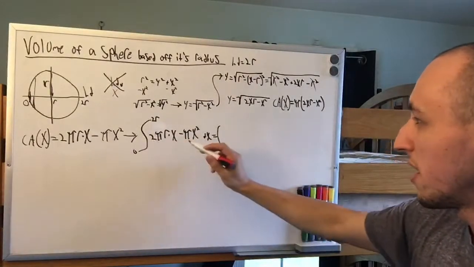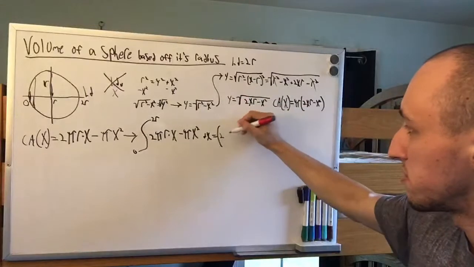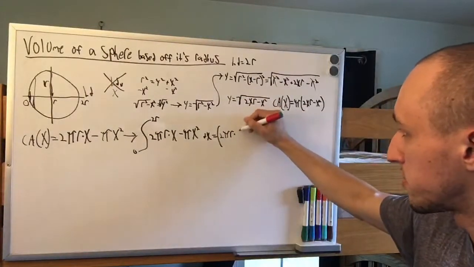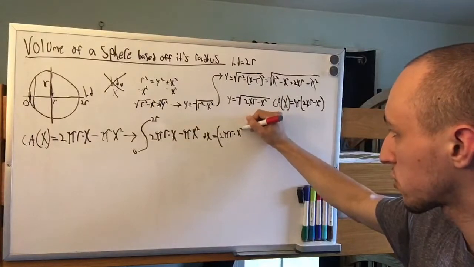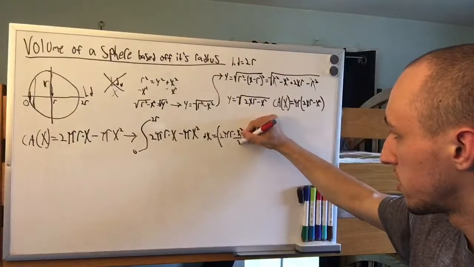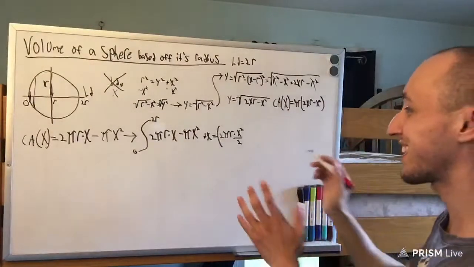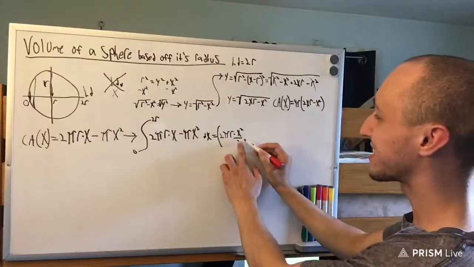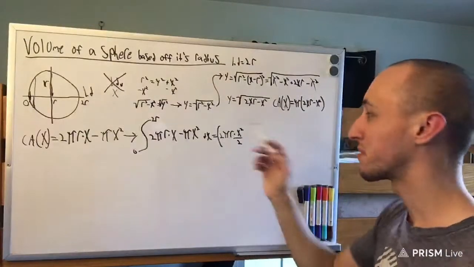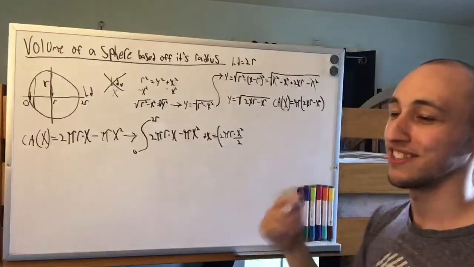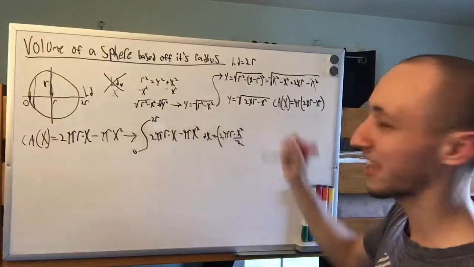That 2, I'll write it. 2 pi r times x squared over 2. And by the way, if you don't know, this is the same thing as if it was all over 2, because nothing's getting added in this section here. So you can cancel out.